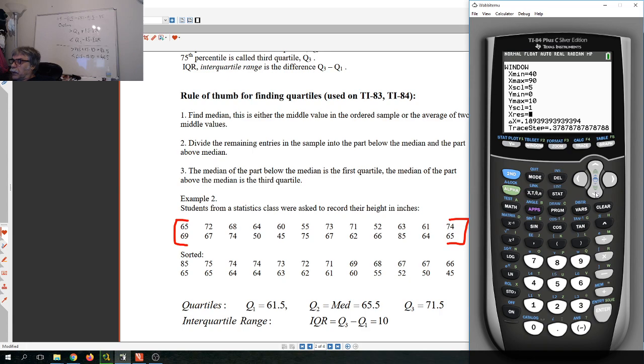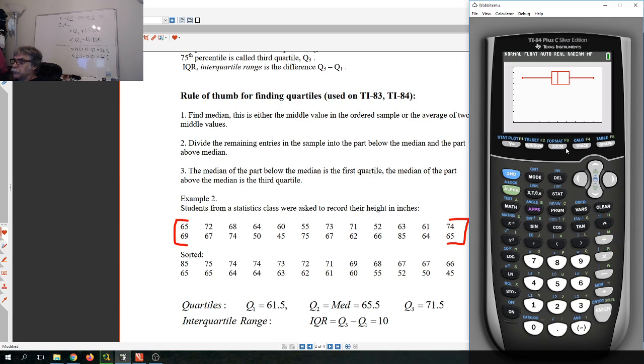Resolution, I don't care about that. And this is something about the tracing and how quickly you can move the arrows and things like that. I'm going to leave that the way the calculator says it should be. I'm not at all concerned about that. And now you can go back to graphing, the plotting, and now you have your nice box plot, nicer than the one that I made.